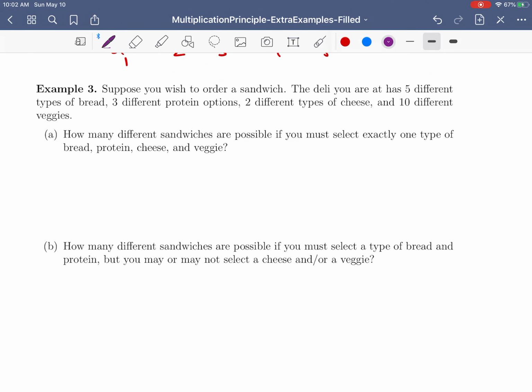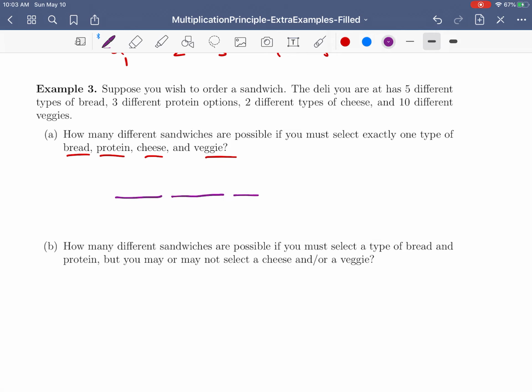So suppose you're going to order a sandwich. The deli that you go to has 5 types of bread, 3 different proteins, 2 types of cheese, and 10 different veggies. So how many sandwiches are possible if you must select exactly one type of bread, protein, cheese, and veggie? So here we have 4 different choices that we have to make. So that is going to be our 4 spots.